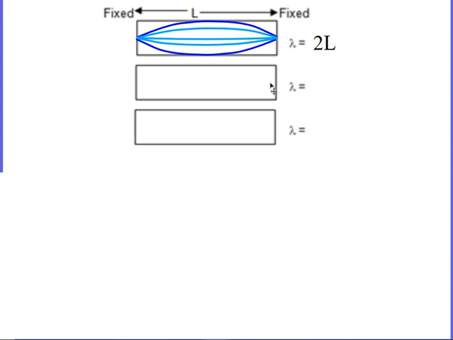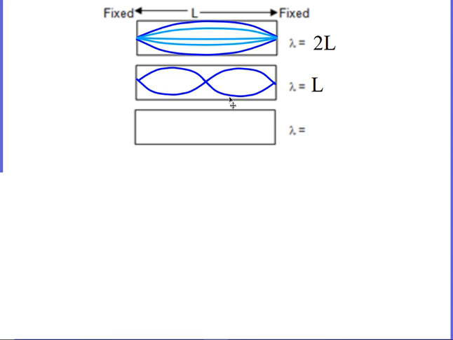Then we come to the next, and still fixed at both ends, so it's going to be nodes at both ends, but to get to the next, we add another node in the middle. And I hope that you can draw that. Go ahead and give it a try. Stop the show. You have started the show again, and I hope this is what you drew, or something very similar. And what is the wavelength now? Indeed.